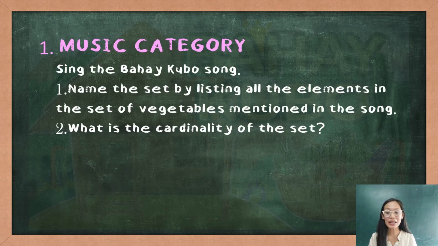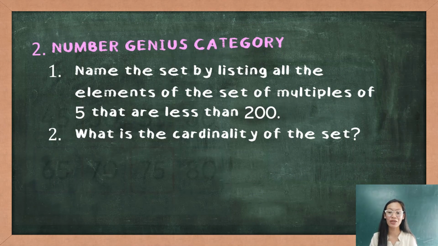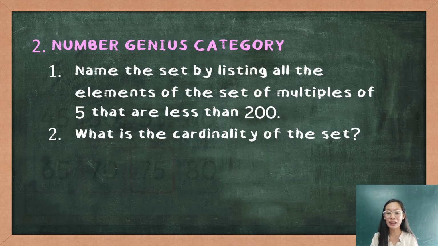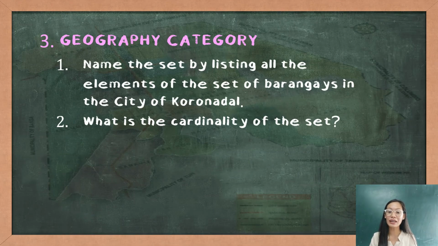Sa music category, kailangan niyo lamang kantahin ang kantang Bahay Kubo. And then, list down the set of elements of the set of vegetables. And then, find its cardinality. For our second category, about number genius, just list all the elements of the set of multiples of 5 that are less than 200 and also find its cardinality. For our third category, that is all about geography, just identify the elements of the set of barangays in the city of Coronadal and then count its cardinality.